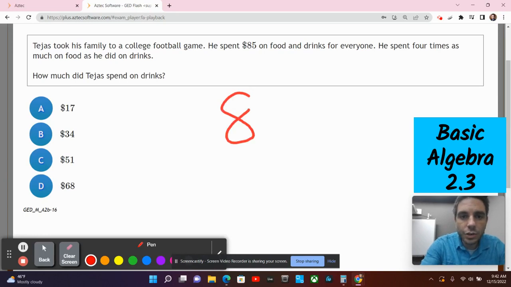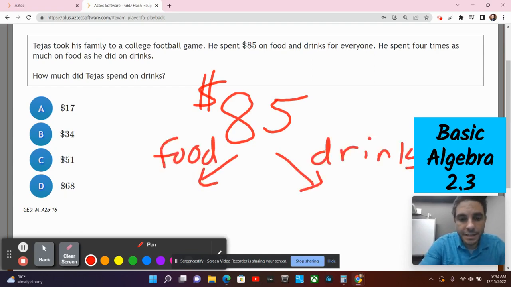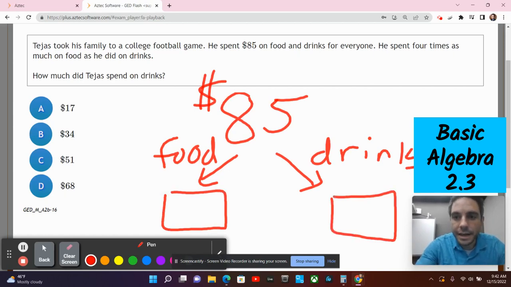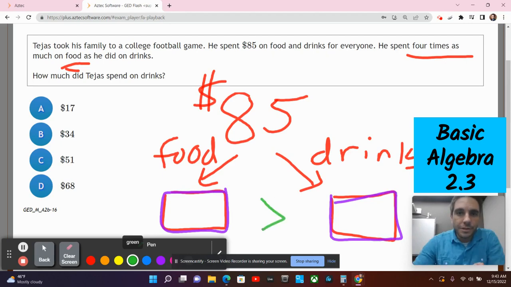Okay, so we have a total amount of money here, which is split into food and drinks. And we don't know exactly how much money he spent on either of them yet. But we do know that he spent 4 times as much on the food as he did on drinks. So that means that he spent more money on food than he did on drinks. So at least we know that the food number has got to be bigger than the drinks number. I'm going to use an inequality symbol to show that. So the food number should be bigger, and it should be 4 times bigger than the drinks number.